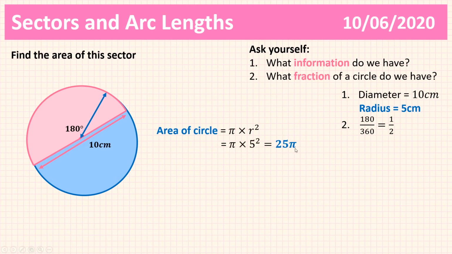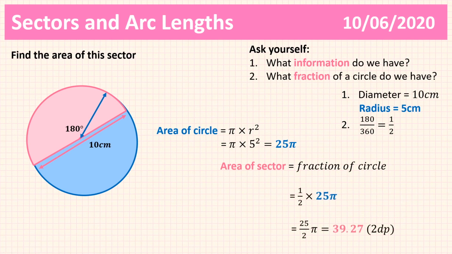Remember, we don't simplify till right at the end. And then we just take 25 pi and half it, or multiply it by a half, and we get 39.27 to 2 decimal places. Now that's super easy because the fraction of the circle was a half. Now it would still be super easy if the fraction of a circle was a quarter or a sixth or an eighth. It's super easy if we can work out the fraction of the circle. We can just then take the whole circle and then divide it to find the answer, or multiply it by the fraction to find the answer. It's very straightforward, very simple.